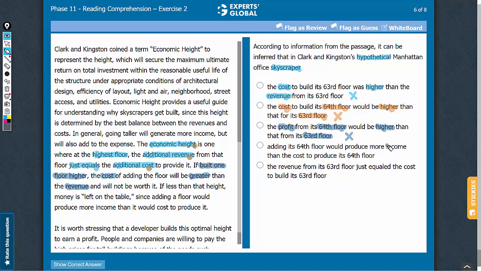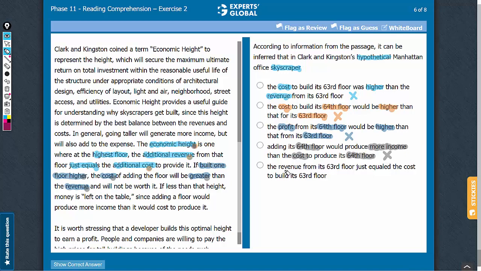Answer choice D. The income produced by the 64th floor would be more than the cost to produce the floor. Again, as per the second paragraph, if the economic height of the skyscraper is 63 stories, then building one more floor, that is the 64th story, in that story, the cost is going to be higher than the revenue. So this answer choice directly opposes what is mentioned in the passage. So let's eliminate this answer choice.